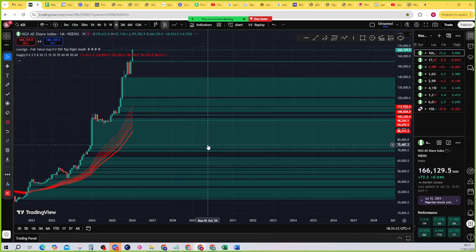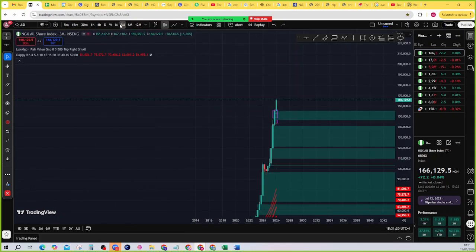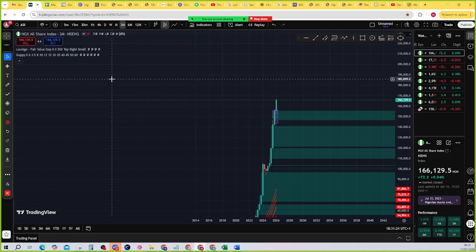So, All Share Index. Let's see what happened. Continuation. We have a breakout of this zone. We are going up. How far are we going? We don't know. We'll allow the market to decide for us. But for this month, it's a bullish month.